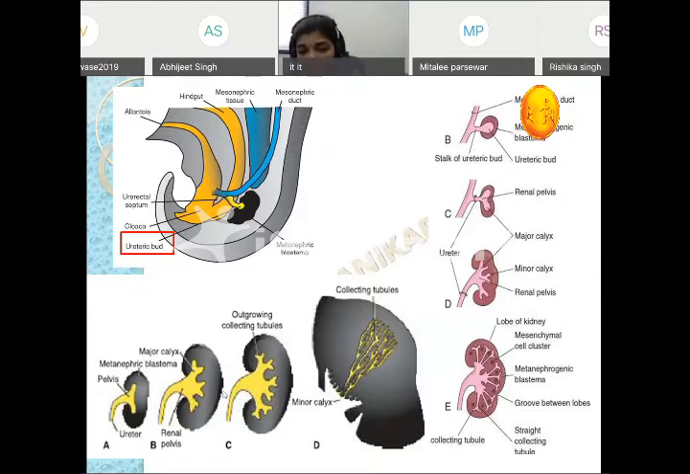And from the fifth division onward till the periphery, there are almost 12 or more generations of divisions. They form the remaining part of the collecting system. What is that? The collecting duct and collecting tubules, right? So this is how the collecting part is formed.